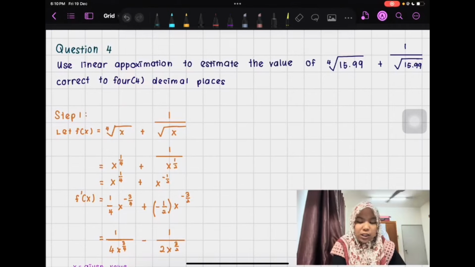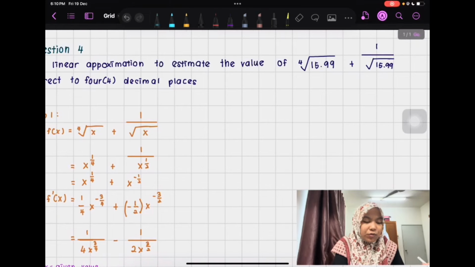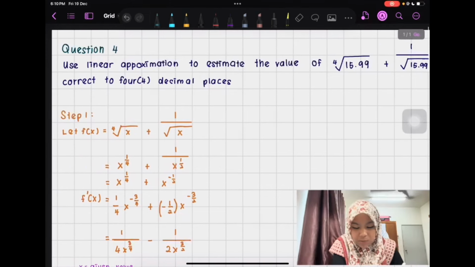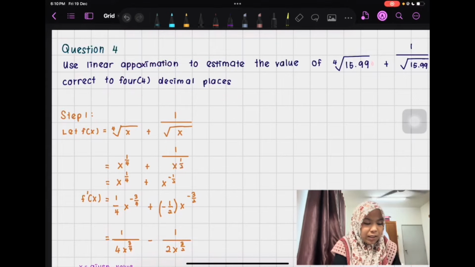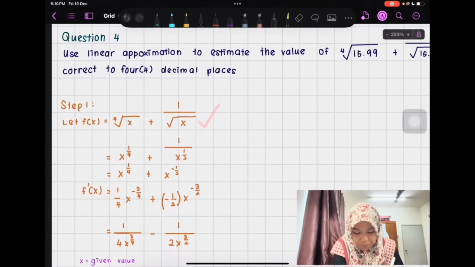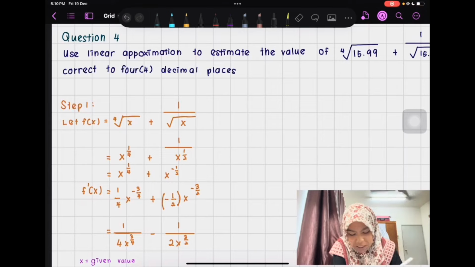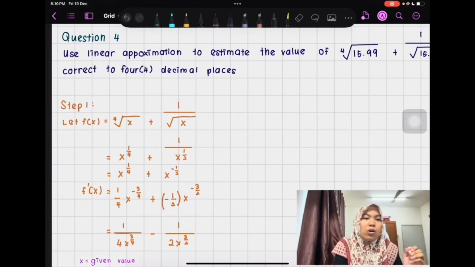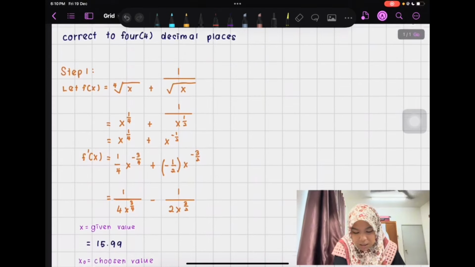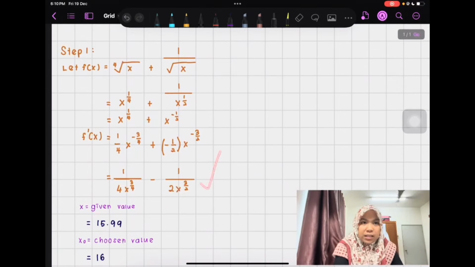Question 4, we use linear approximation to estimate the value of square root of 15.99 plus 1 over square root of 15.99. The answer must be 4 decimal places. So step 1, we change the value 15.99 to x. So it will look like this. And to make it easier to differentiate, we make it x power of 1 over 4 plus x power of negative 1 over 2. So we differentiate and we get this answer.